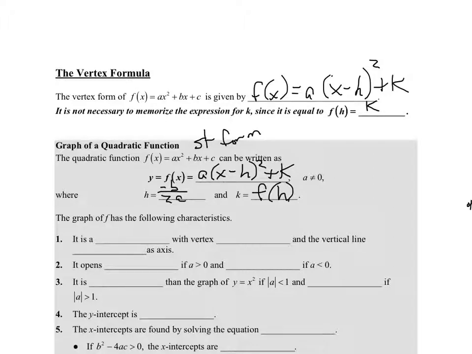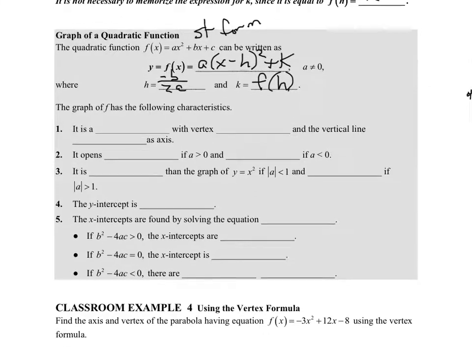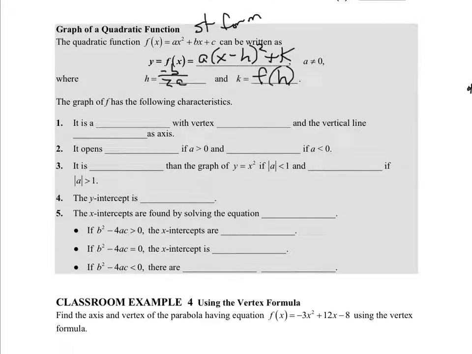Now, these are some characteristics that we should recognize are true with a quadratic. We do know that the graph will be a parabola. We know where the vertex is. It is at the ordered pair (h, k). And we know the axis of symmetry is the vertical line x equals h, or x equals negative b over 2a if it happened to be in standard form. Depends on which form we're working with.